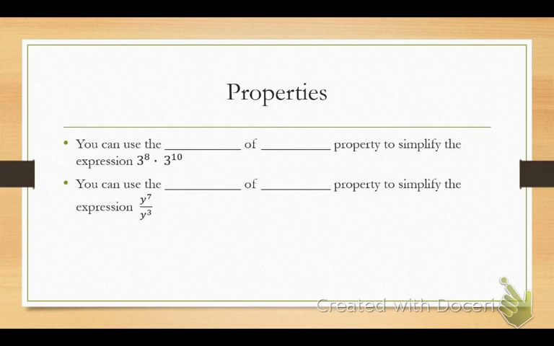Which property could you use to evaluate 3 to the 8th times 3 to the 10th and y to the 7th over y to the 3rd? What would be my first property? No, you're close. Micah? Yep, and what's my second one? Product of powers and quotient of powers, all right? So if it's on here, it means in some form it's going to be on your test tomorrow.